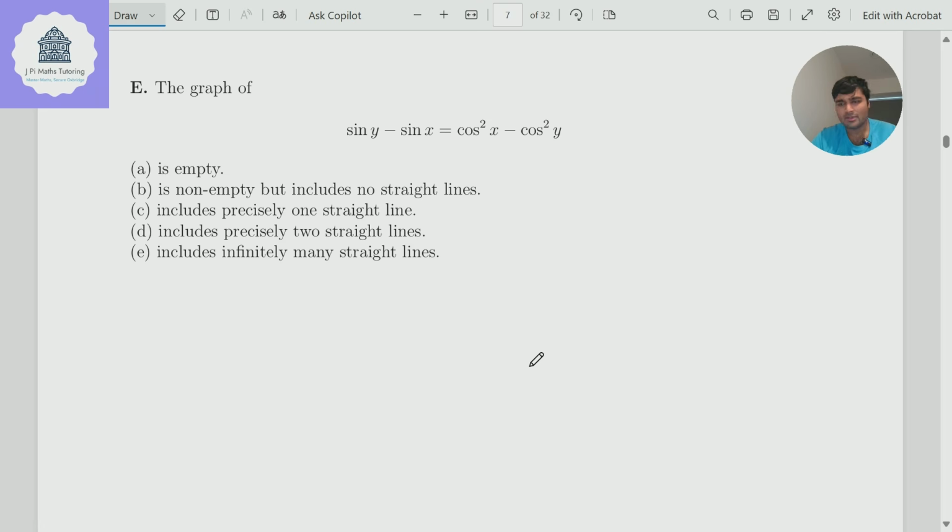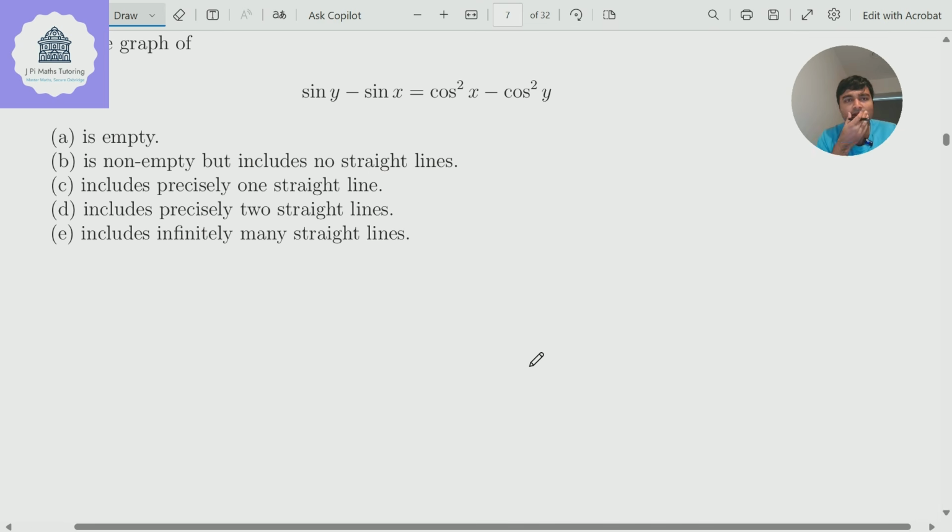We'll look at this one. We'll just make this the last one just for time. The graph of sine of y minus sine of x equals cos squared x minus cos squared y is empty, is non-empty but includes no straight lines, includes exactly one straight line, two straight lines, or infinitely many. This looks like an intimidating question.